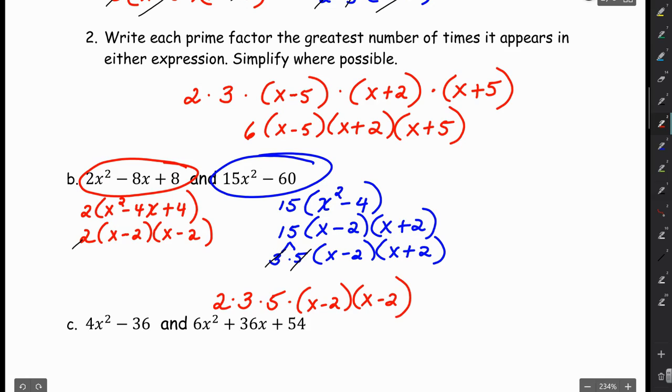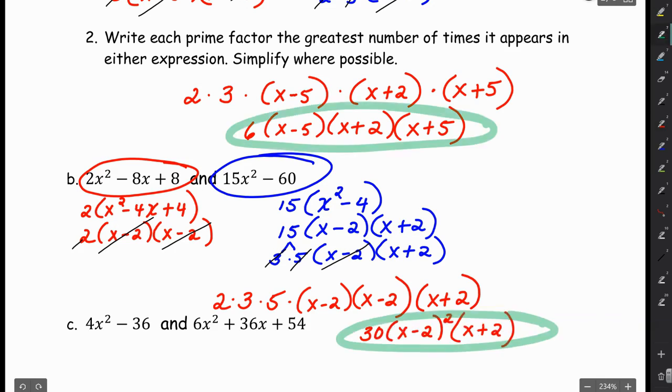All right, that takes care of all of those. And then all we have left is x plus 2. And then 2 times 3 times 5, that's 30. So let's rewrite this. And that would be our answer for part B. At this point, I would say pause the video and try to do C and D on your own and come back when you're ready.